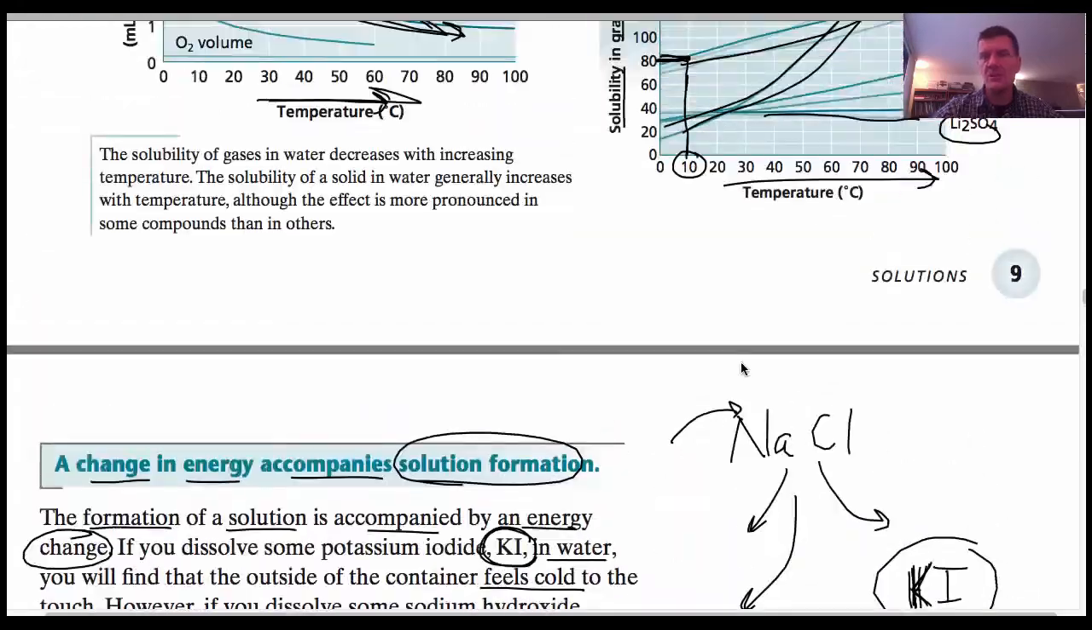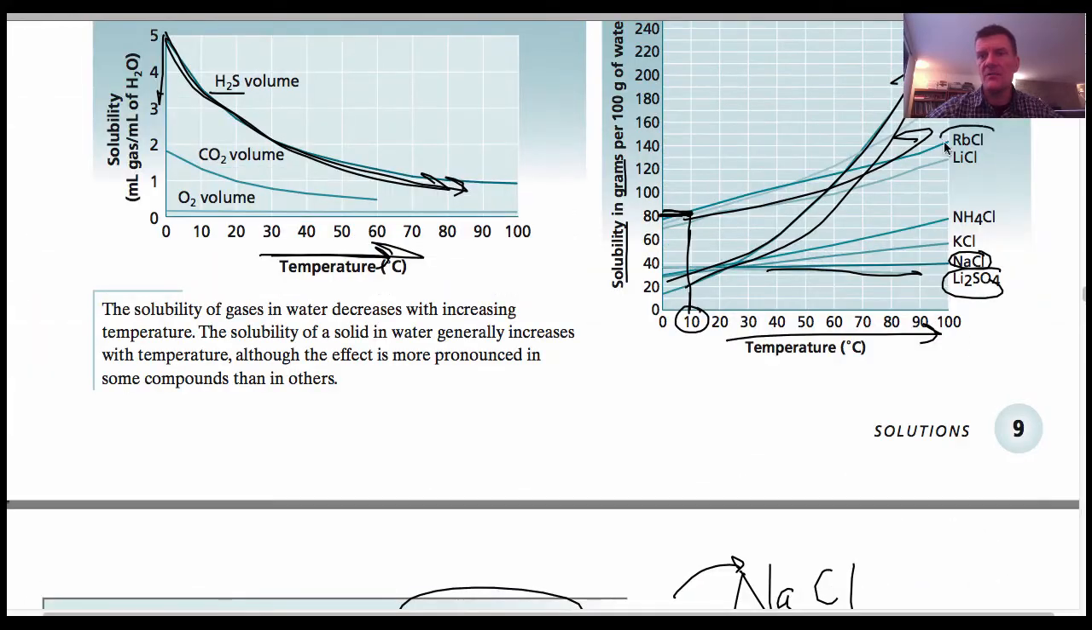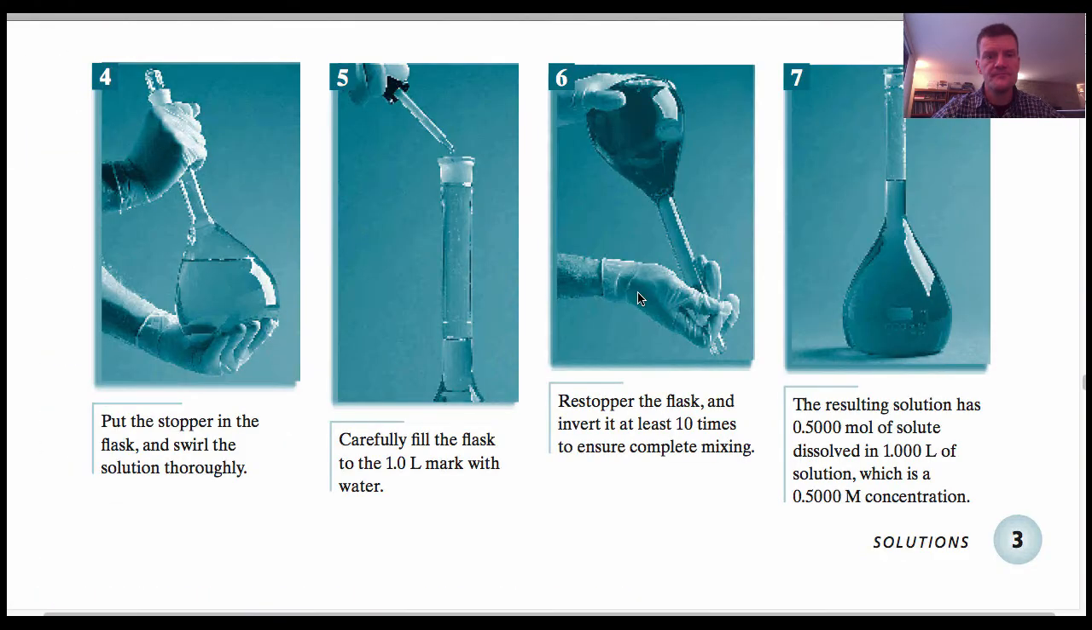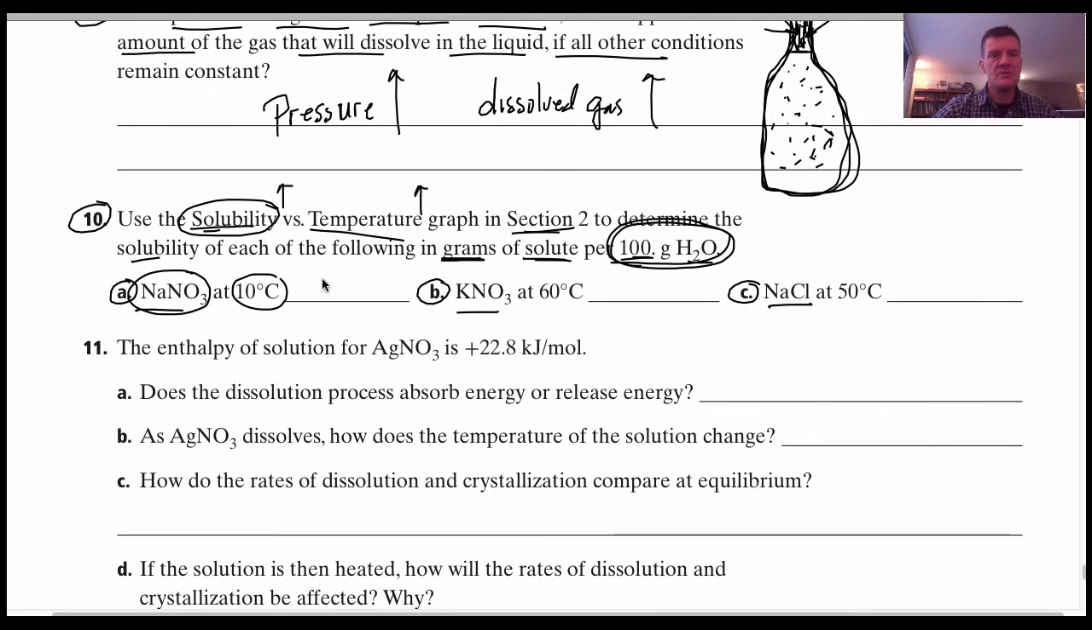And you would just look for the others. So you just find whatever ionic solid you're looking for and the temperature you're looking for, go up to that particular curve and then over to find out the mass that can be dissolved. Okay? So this was 82 grams or something like that. So you can do B and C on your own. Okay, number 11.